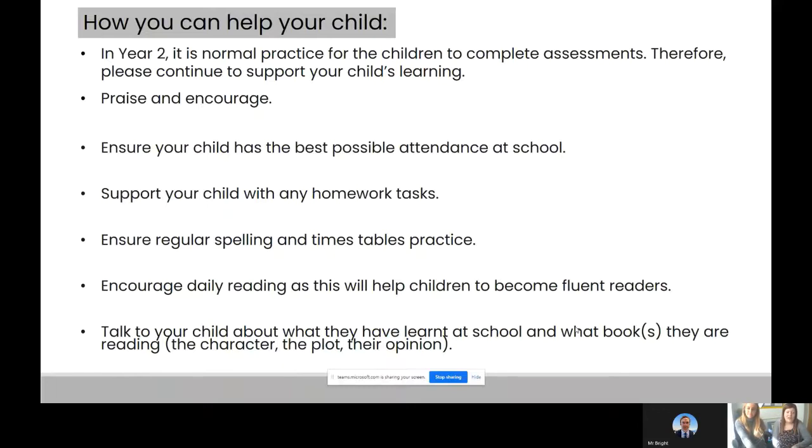And also the daily reading. So this is really important. In order for them to become fluent in their reading, we really encourage daily reading. And this is something that we do speak to the children about as well. Just something which I'm sure you all do when you're reading with your child is to talk about the characters, the plot, their opinions, and can they tell you why they might be feeling like that. All different questioning based around their book is all really helpful to support their skills.